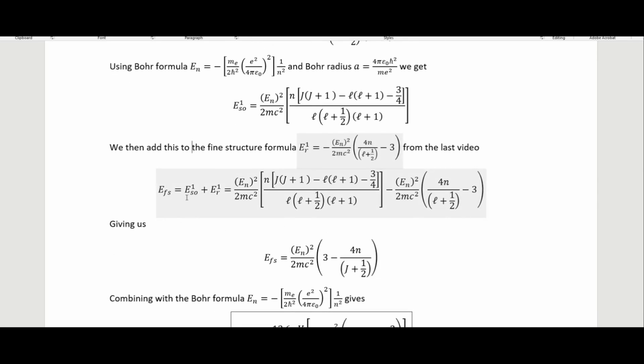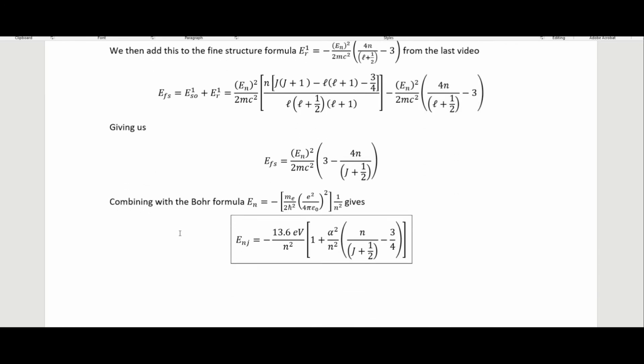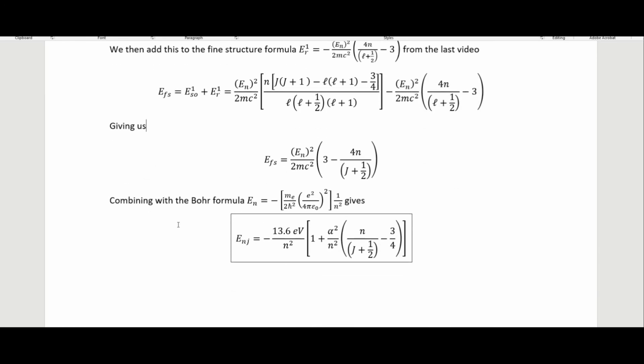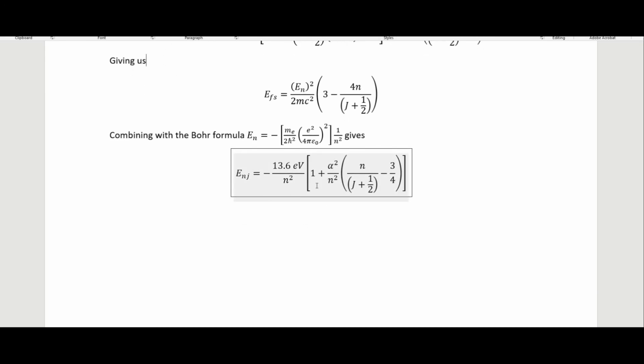And so then we add the fine structure energy correction here from the previous video, so we are adding these to get our EFS here. So we take this one that we just found here, and then we add this negative one here, so it's subtracting. And so if you go through a bunch of math and algebraic manipulations and substitutions and things like that, we end up with this right here. So we combine that with the Bohr formula, and so we end up with this down here.